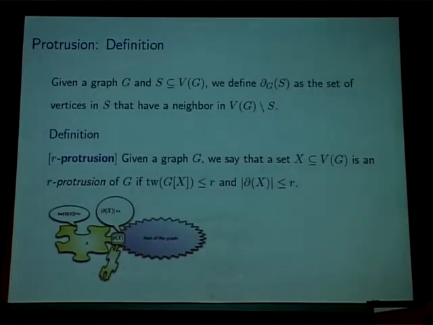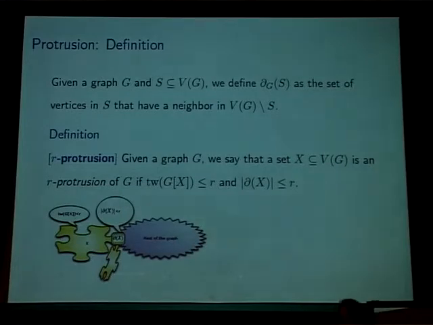I have a graph, and if I have a vertex subset S in the graph, I use ∂G(S) to denote the neighborhood of the vertex set, that's the vertices in S which have neighbors outside of the set. And then the definition of the protrusion is that I have a vertex set X. I call it a protrusion if the graph induced by this set has constant treewidth. That's one property. And the second, the border of this set is also constant.